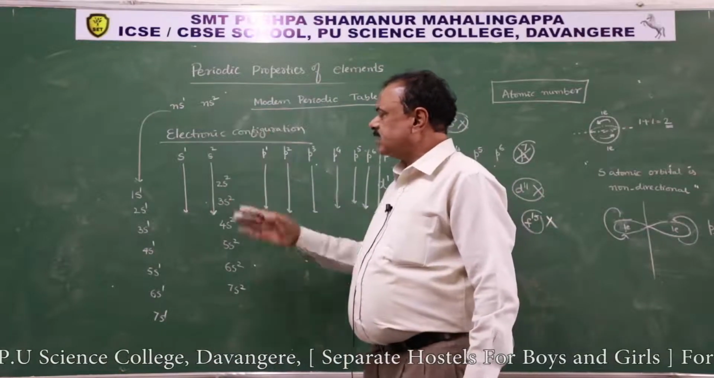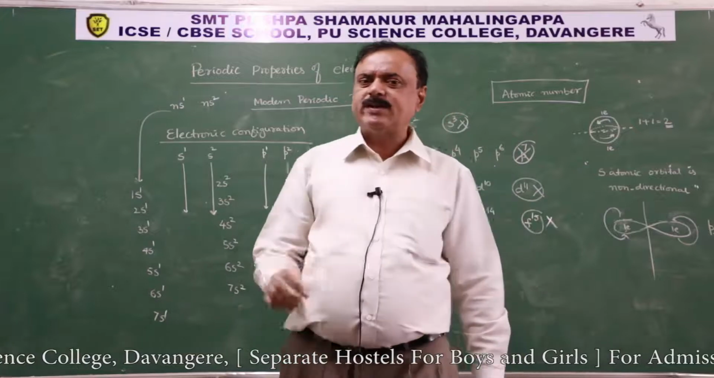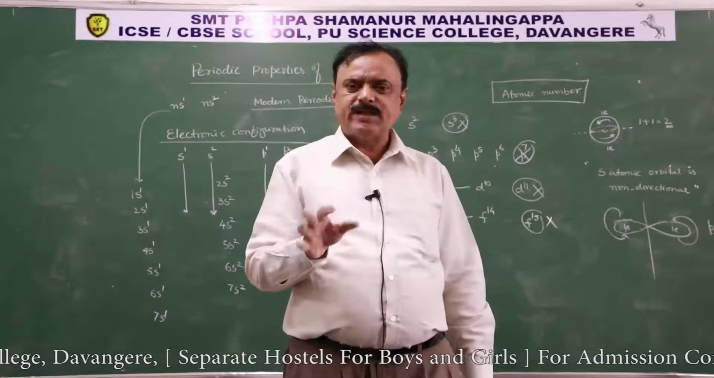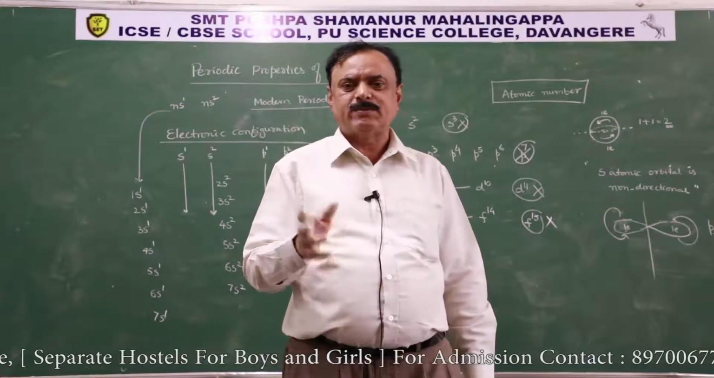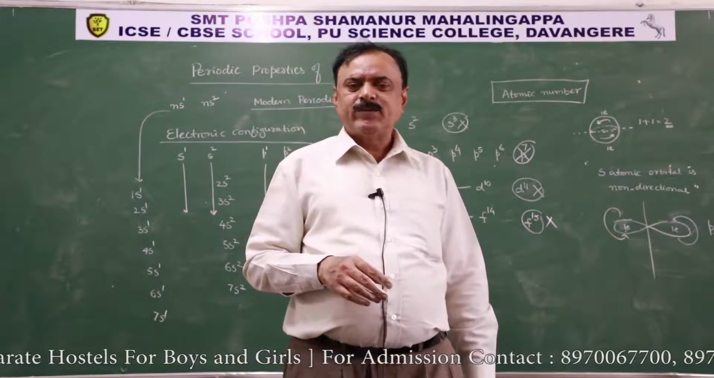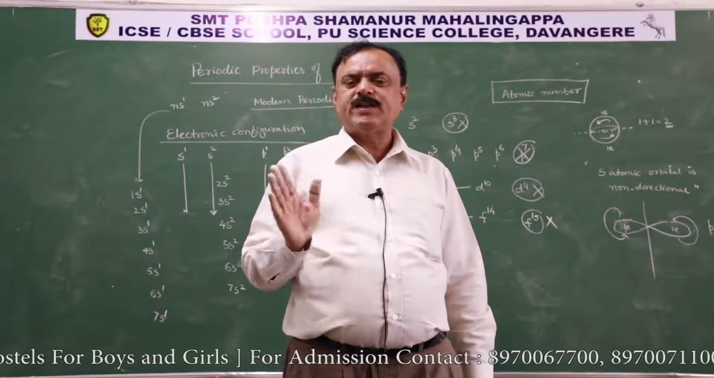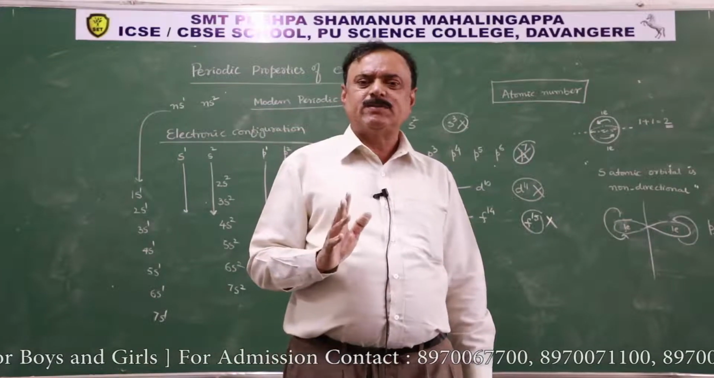Whereas in the case of the second group of the modern periodic table, when you write the electronic configuration of any element, starting from beryllium, magnesium, calcium, strontium or barium, whatever it may be, it always ends with the S2 configuration irrespective of the principal quantum number.